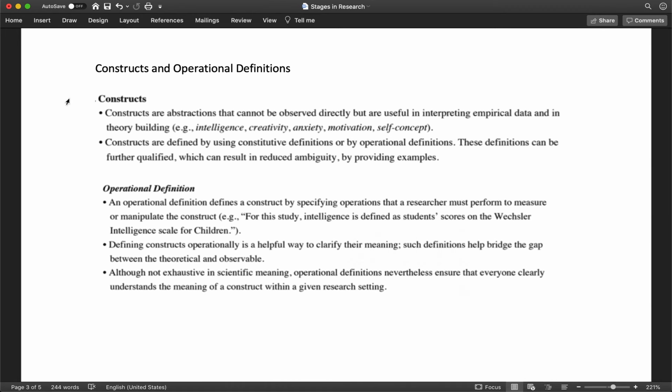Then you want to define the constructs and operational definitions. So constructs are abstractions that cannot be observed directly. So intelligence, creativity, anxiety, motivation, and self-concept. Those are all constructs that typically happen in the mind, right? And sometimes you want to use a construct to see what it does to performance, for example, or something along those lines. And so that's why you want to be able to use operational definitions, because someone's definition of, for example, creativity is going to be different than your definition of creativity.